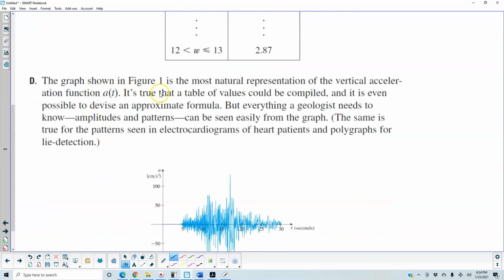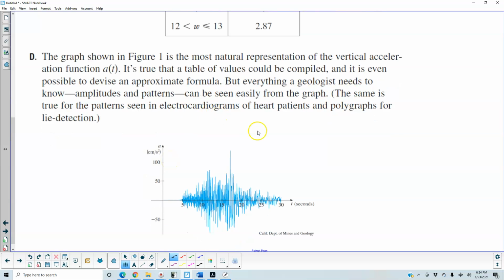In part D, the graph shown in figure 1 is the most natural representation of the vertical acceleration function a of t. It's true that a table of values could be compiled, and it is even possible to devise an approximate formula. But everything a geologist needs to know, amplitudes and patterns, can be seen easily from the graph. The same is true for the patterns seen in electrocardiograms of heart patients and polygraphs for lie detection.